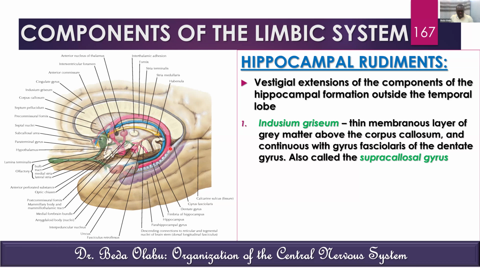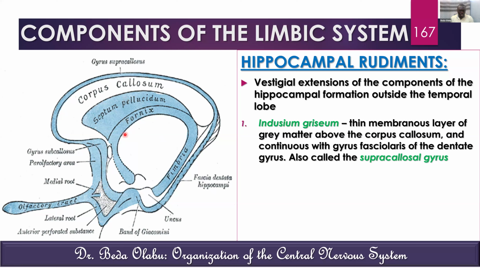The gyrus fasciolaris is just below and behind, and essentially below the splenium of the corpus callosum. And then extending from there is what we are calling the indusium griseum. So this is actually a gray matter that lies above or on the dorsum of the corpus callosum, and we can trace it to the dentate gyrus through gyrus fasciolaris. Because it lies above the corpus callosum, we can also call the supracallosal gyrus.